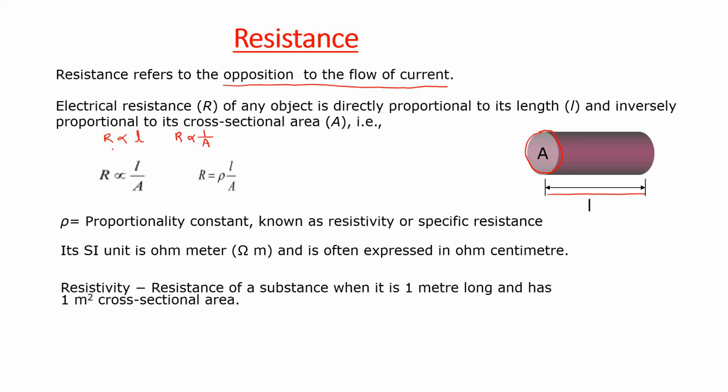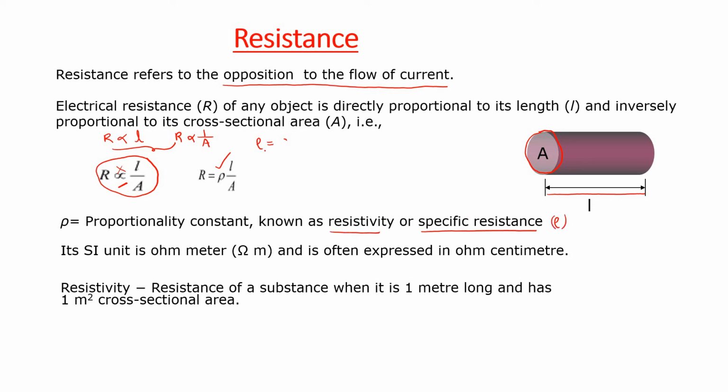Combining these two, resistance is directly proportional to length and inversely proportional to area of cross section. Now this is the proportionality. Remove this proportionality and replace it with a proportionality constant rho. This rho is called the resistance proportionality constant. Simply we can call it specific resistance. Here it is called specific resistance rho. Also we can call it resistivity.